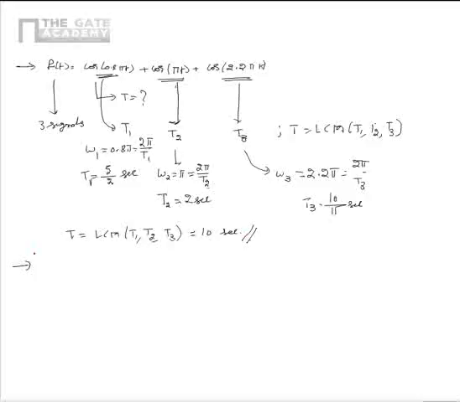Now let us consider another problem in which there is a continuous time system which is given as y of t is equal to integral minus infinity to t x of t minus 2 tau d tau. We have to characterize this system based on linearity, time invariance, causality or anti-causality or non-causality, stability, and memoryless property.